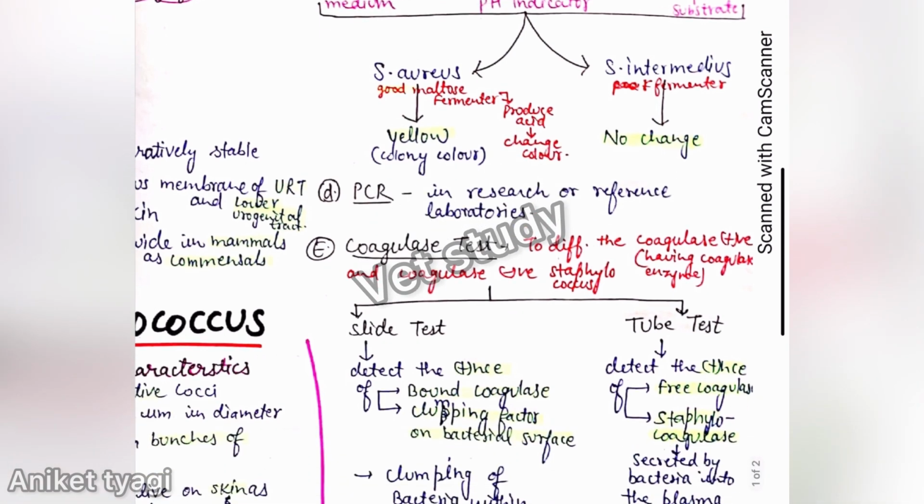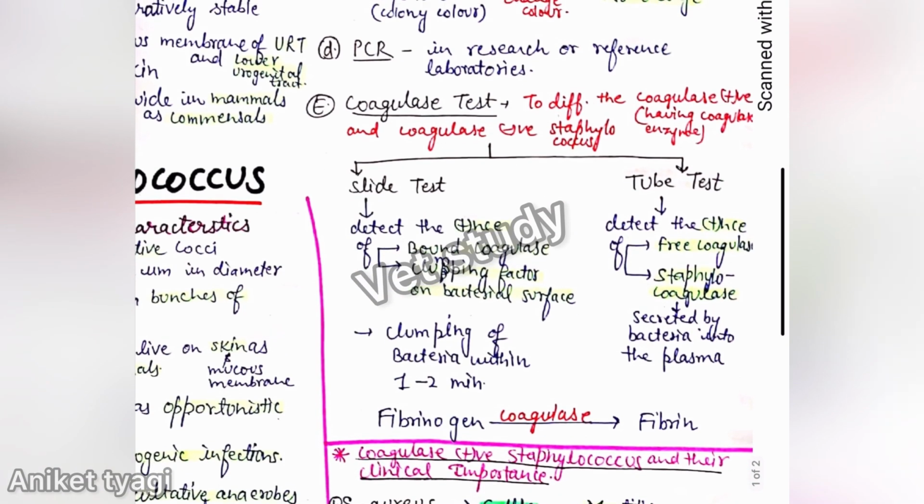Next test we have PCR, and this PCR is generally used in the reference laboratory or in research. So it is not commonly used, right, to differentiate between the species. After this we have the coagulase test, and this coagulase test is used to differentiate between coagulase positive or coagulase negative bacteria. Coagulase positive bacteria have the coagulase enzyme, whereas coagulase negative bacteria do not have this enzyme. Simple. And this can be done in two ways: the slide test, and the next is the tube test.